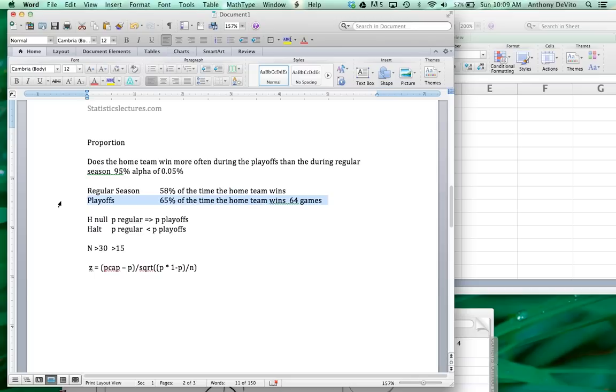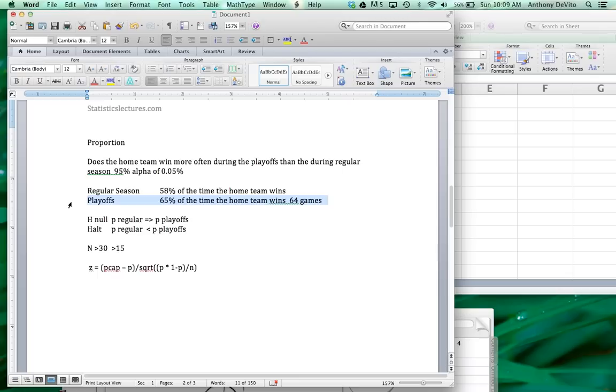Now, if you had two proportions, it gets more complicated. If you have two proportions, you have to make a decision about how you're going to do it. And typically, what you do is you combine the two groups. Like if you took a sample of 64 regular season games and 64 playoff games, and you wanted to compare the two of them, well, then to calculate the standard error, you would do a weighted average of the two proportions. And we're going to talk about how that happens in just a little while.